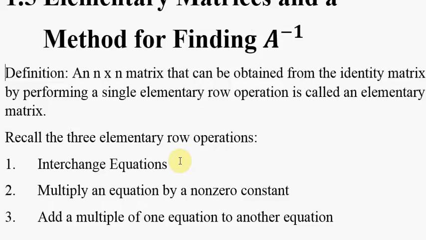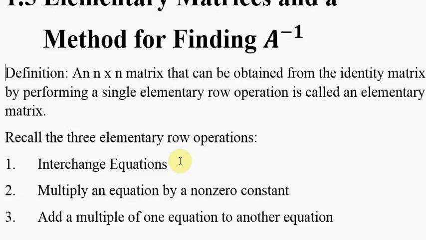Okay, so let's define an elementary matrix. First, recall the elementary row operations. There were three, right? We said that you can interchange rows. You can multiply any row by a non-zero scalar, and then you can add a multiple of one row to another row. So those were the three elementary row operations that we had from before. Just recall that.